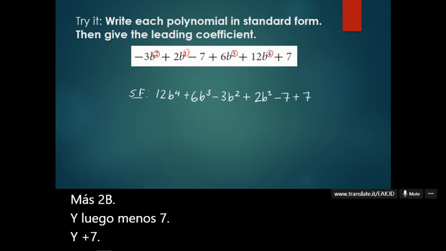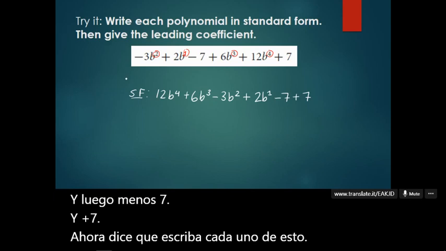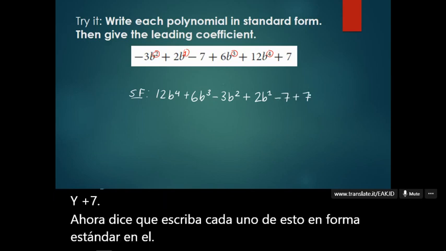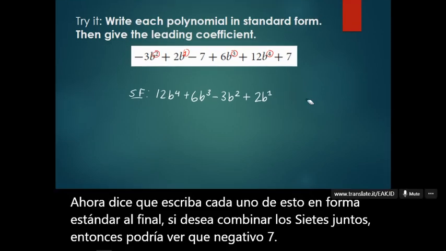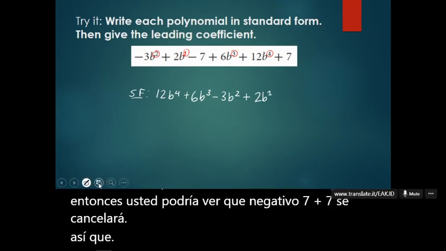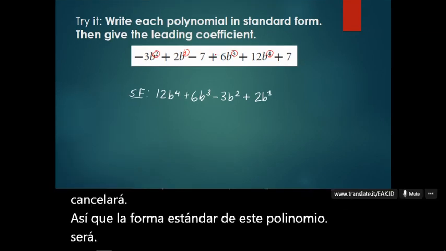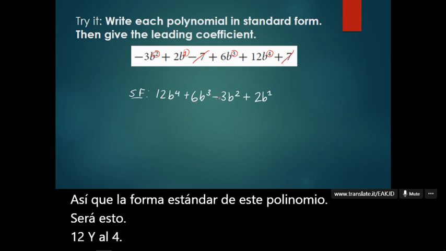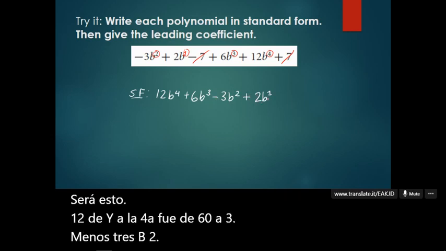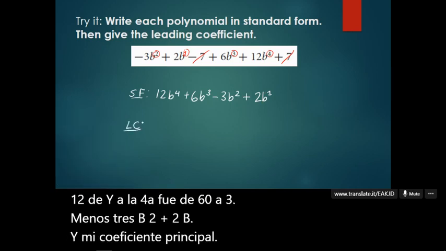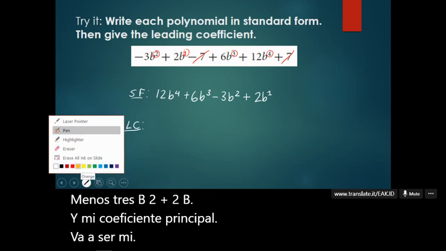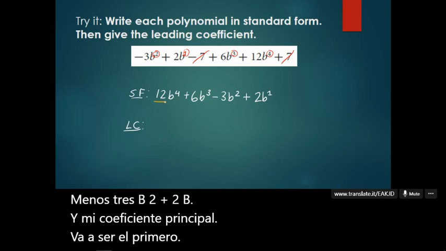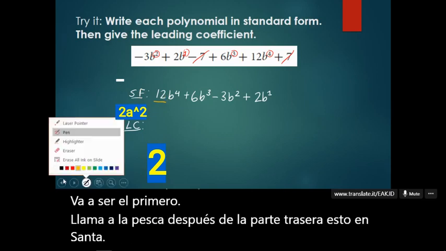Now it says to write out each of these in standard form. At the end, if you want to combine the 7s together, then you can see that negative 7 plus 7 will cancel out. So the standard form of this polynomial will just be 12b to the fourth plus 6b cubed minus 3b squared plus 2b. And my leading coefficient is going to be my first coefficient after rewriting this in standard form, which is 12.